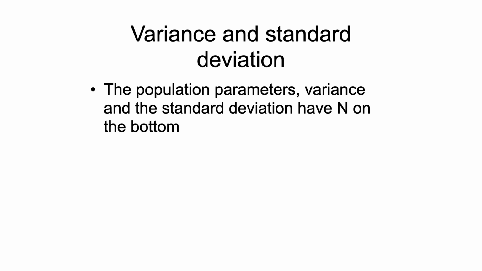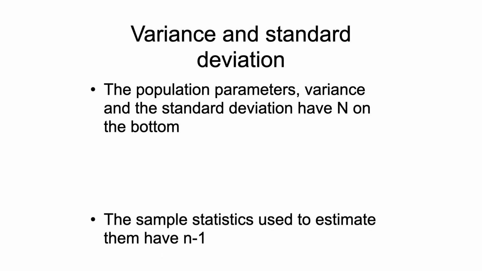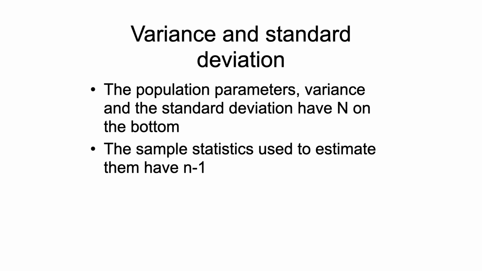Now, for the population, if you were to calculate this value, it actually is N. But for the standard deviation, for the sample statistic used to estimate it, it's N minus 1. So the denominator is N minus 1 when it's a sample statistic. And unless it's pretty clear that it's a population, always assume we're dealing with a sample.